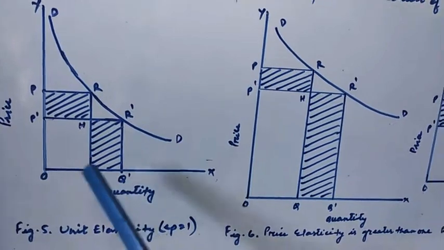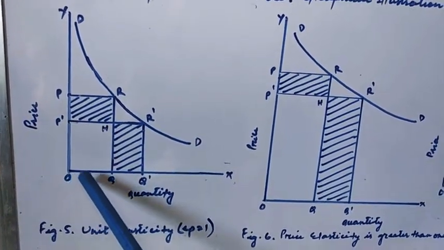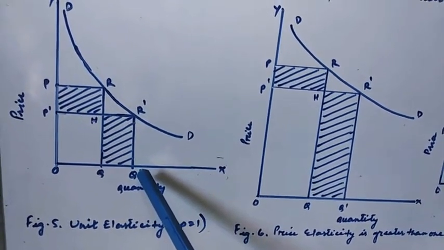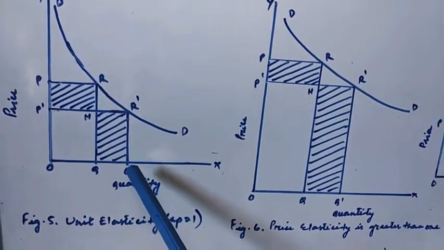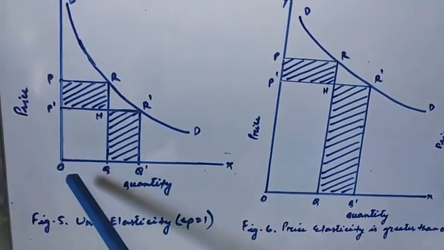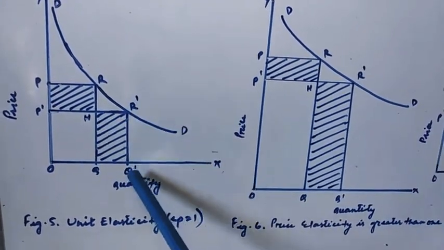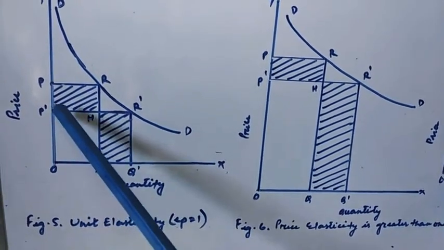So now price has fallen from OP to OP dash and quantity demanded is OQ dash. So the total expenditure will be OP dash into OQ dash. So the total expenditure is equal to the portion given by OP dash R dash Q dash. So that is the total expenditure at OP dash price.